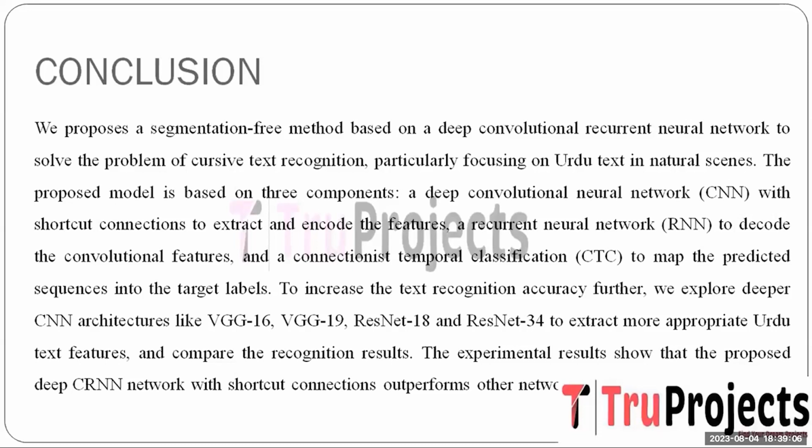And in conclusion, we propose a segmentation-free method based on a deep convolutional recurrent neural network to solve the problem of cursive text recognition, particularly focusing on text in natural scenes. The proposed model is based on the different components of VGG16, VGG19, ResNet 18, ResNet 34 to extract more appropriate text features and compare the recognition results. The experiment results show that the proposed model performs well when compared to other models.